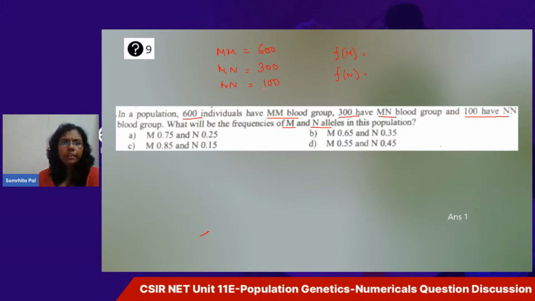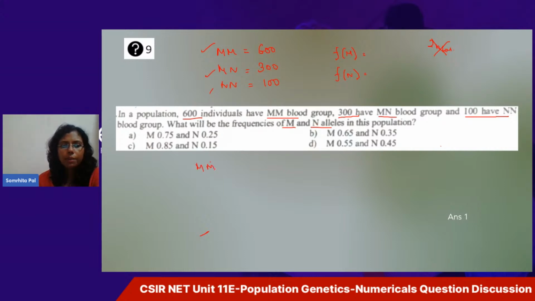So how can we do it? We can use that formula of 2 into n MM and all that, okay? But instead of that, I will use the second formula. Why? Because that will save time, okay? So for that, I need to find out the frequency of these genotypes.